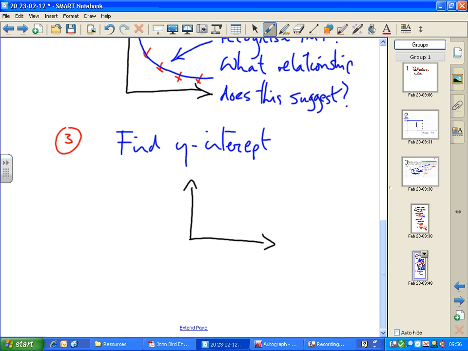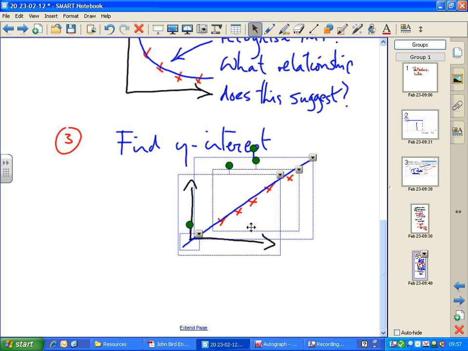And within that lies a problem. If you plotted a graph on graph paper, and my data points look like this, and I put my line of best fit on, then the y-intercept is actually down here, at the origin. So that would mean that the y-intercept was 0.